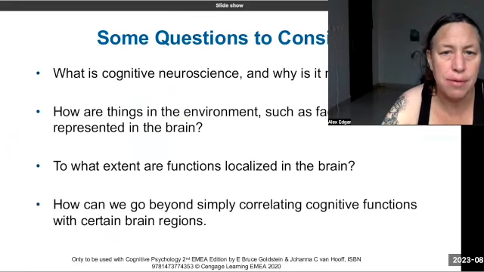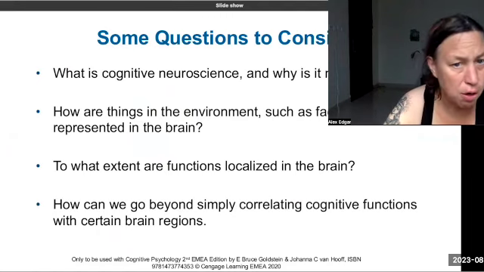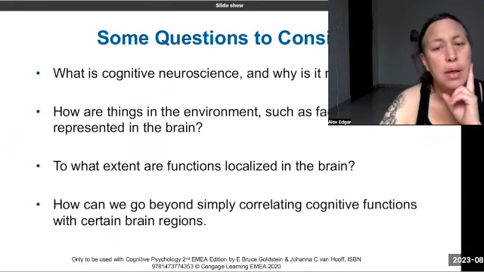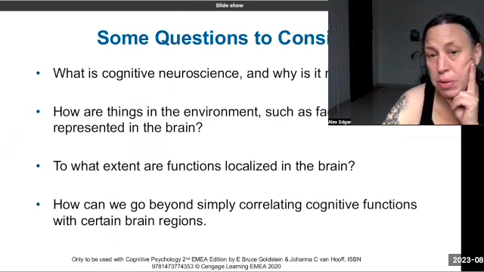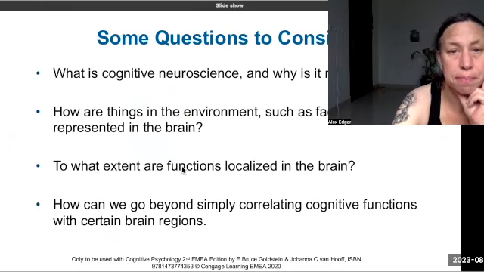How are things in the environment, such as faces, represented in the brain? To what extent are functions localized in the brain? And how can we go beyond simply correlating cognitive functions with certain brain regions?